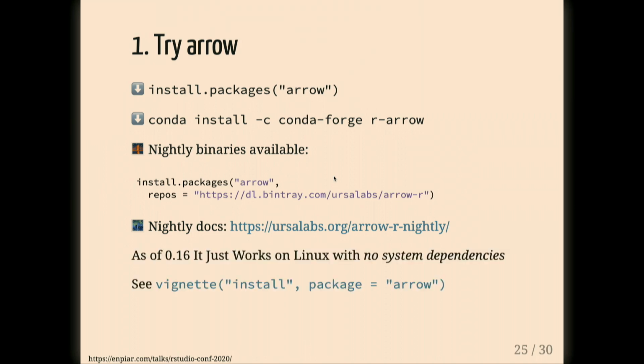I mentioned Linux. If anyone here has tried installing Arrow previously on Linux and felt frustrated because you had to install system packages or whatever, I see some heads nodding. Yeah, sorry. But as of the current release, this should no longer be an issue. The upcoming release will just work on Linux with no system dependencies required. And if you're really curious to learn more about that, we have a vignette that shows how that works.